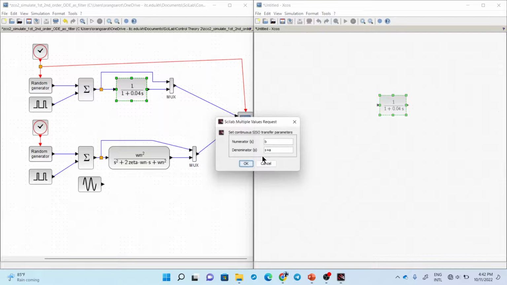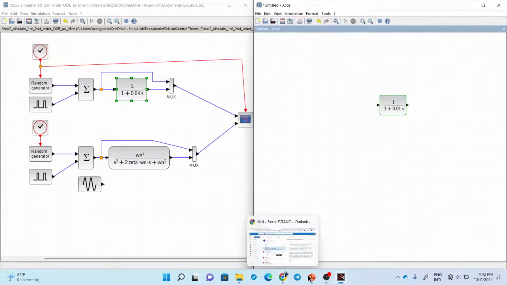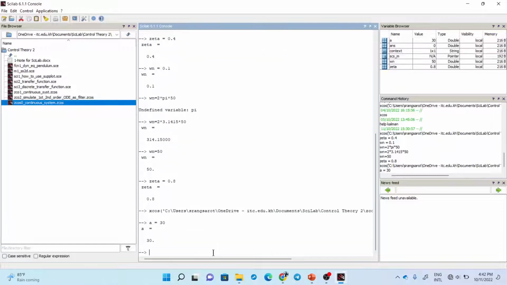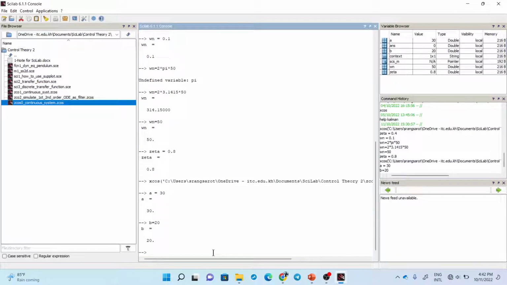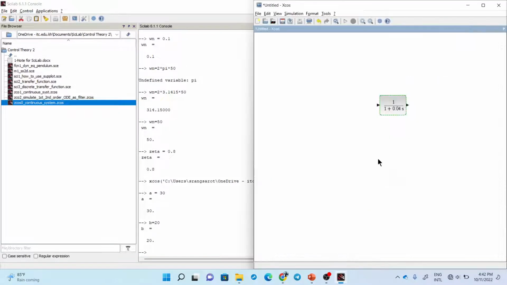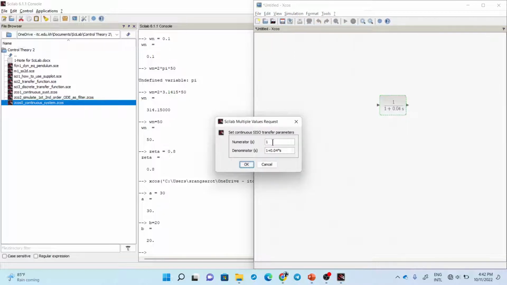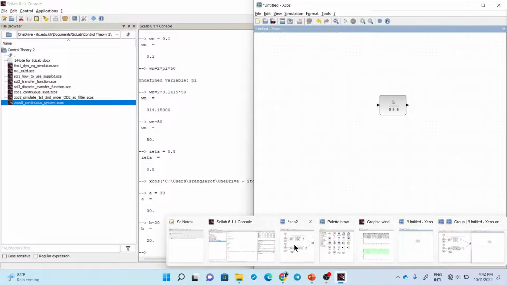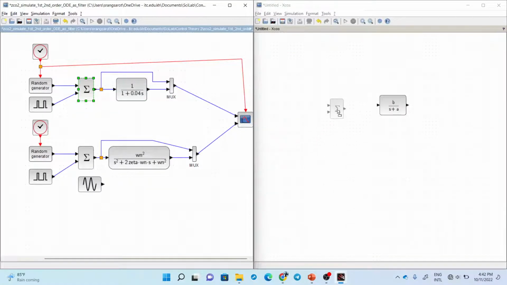Oh, very unfortunate for this. We need to find a and b first. Let's say a equal to 30 and b equal to 20. Then you can choose b here and s plus a here. Okay? And then you need a sum.